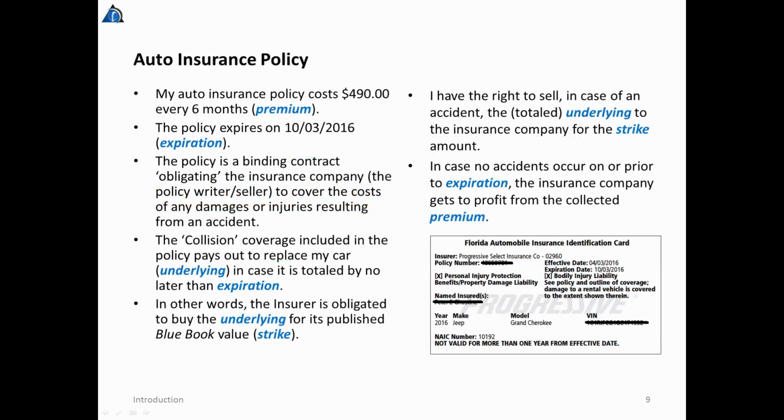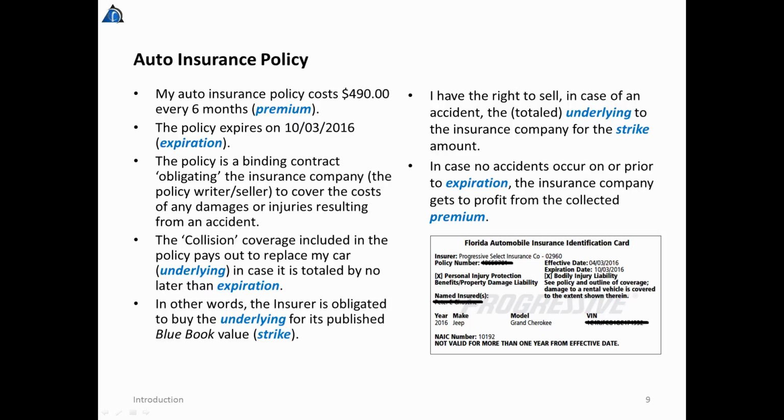Now on to the second real-life example, the one dealing with the auto insurance policy. My auto insurance policy costs me $490 every 6 months. That's the premium. My current policy expires on October 3rd, 2016. That's the expiration. The policy is a binding contract obligating the insurance company to cover the costs of any damages or injuries resulting from an accident.